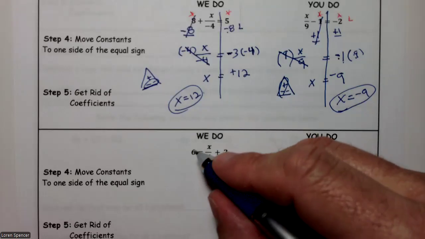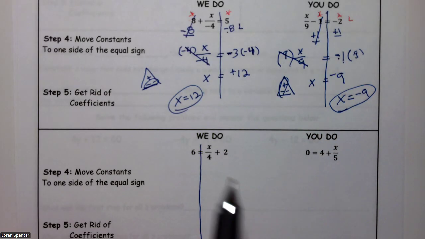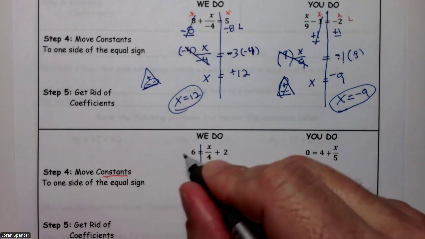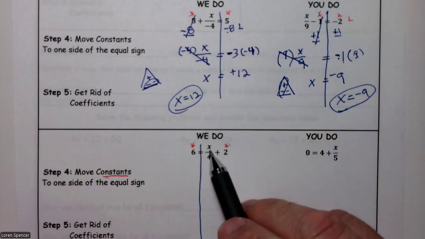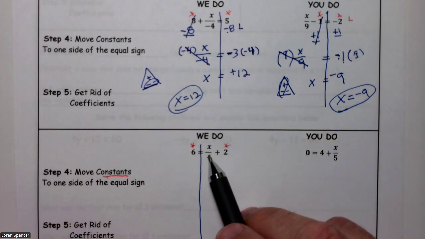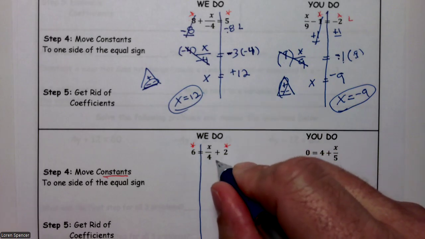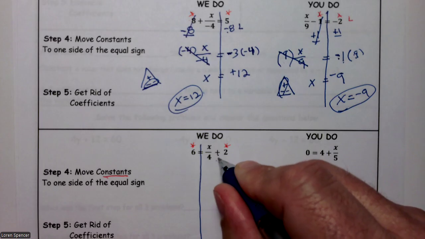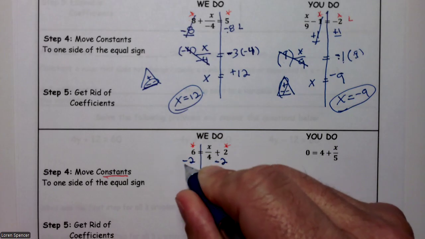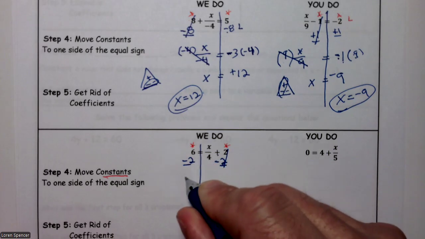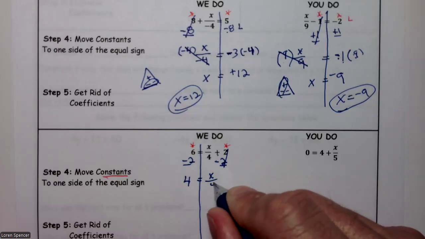Okay. Next problem, drawing a line through the equal sign. Once again, we need to move our constants. So these are my constants. My goal is to get the variable by itself. So I need to move the constant that's closest to the variable. So I need to move this 2. I'm going to move this 2 by doing the opposite operation, or the inverse operation. The opposite of a +2 is a -2. So now I have 6 minus 2 is 4 equals x over 4.